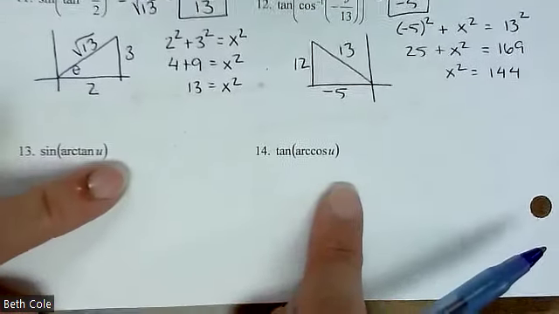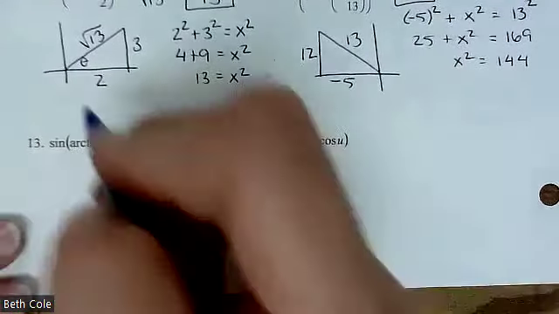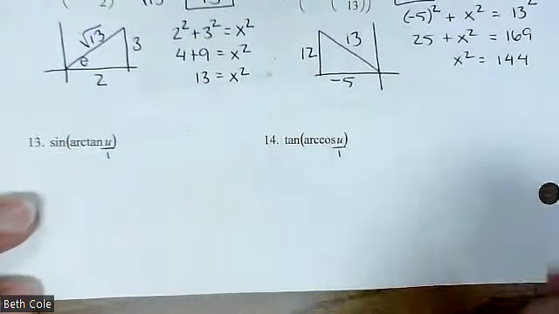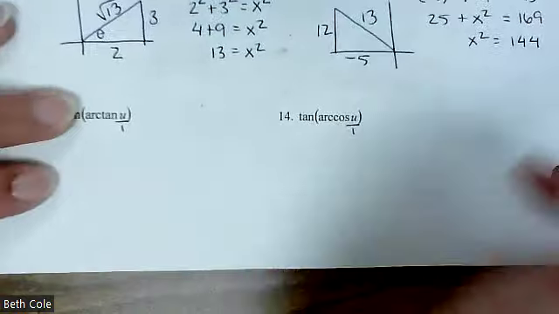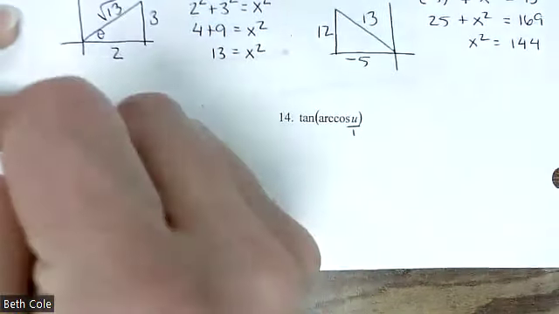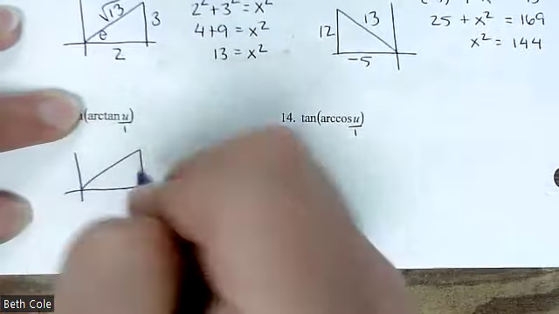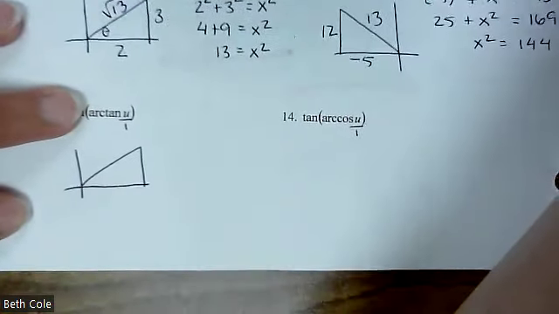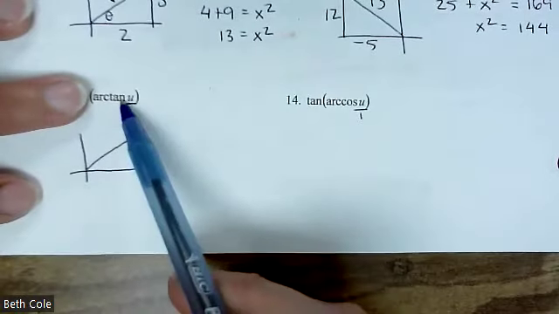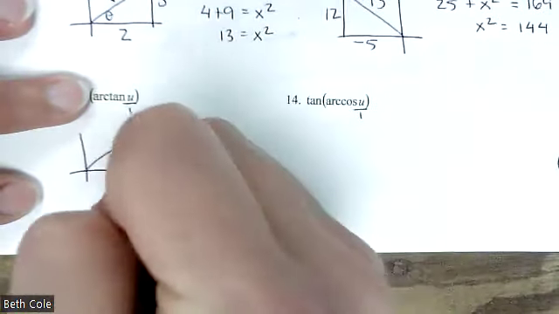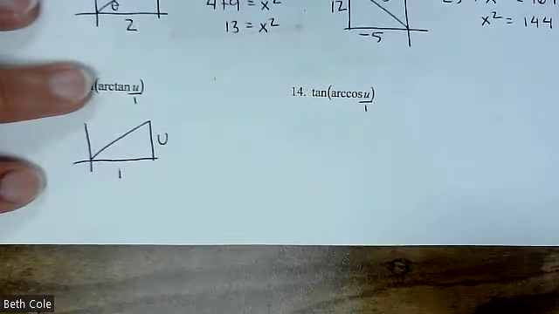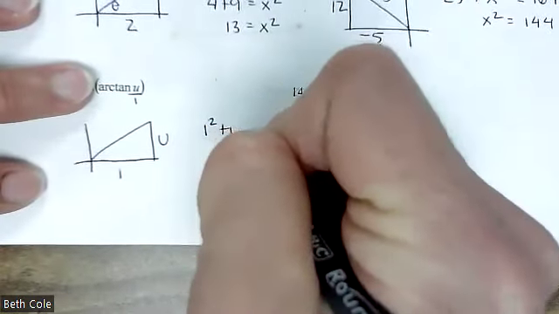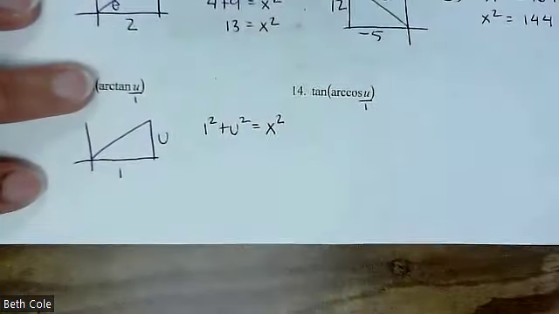Now, these ones don't even have any numbers. They just have u. First thing I'm going to tell you to do is put u over 1, because you need it to be something over something, like opposite over adjacent or adjacent over hypotenuse, whatever it is. So put a 1 in there. Now, I don't know what u is, so we're going to assume it's positive and just draw these in the first quadrant. If you don't know, just go ahead and assume it's positive. So tangent is opposite over adjacent. It's going to be u is the opposite, 1 is the adjacent, and then we're going to find the hypotenuse. So you have to do Pythagorean theorem. So 1 squared plus u squared equals x squared.